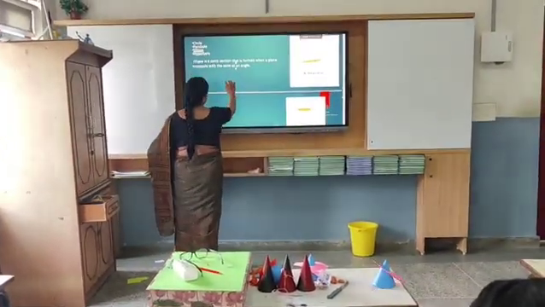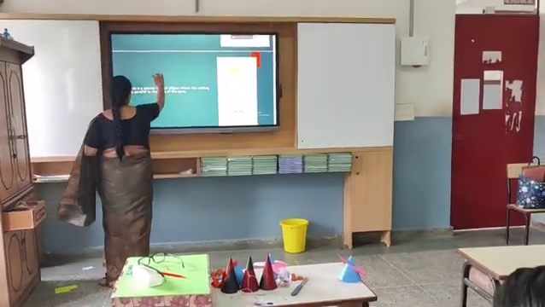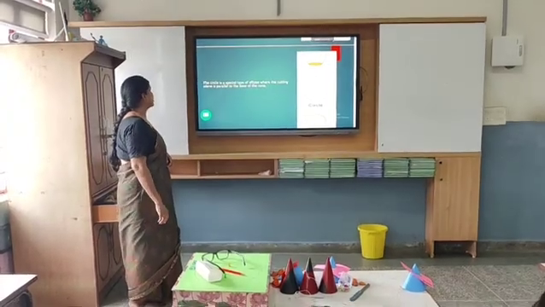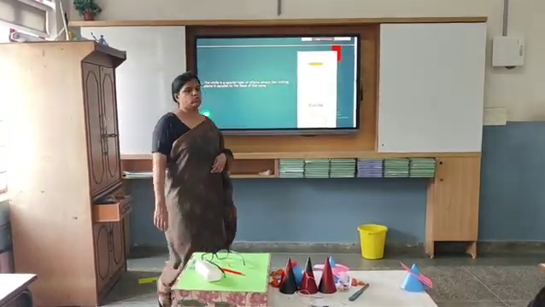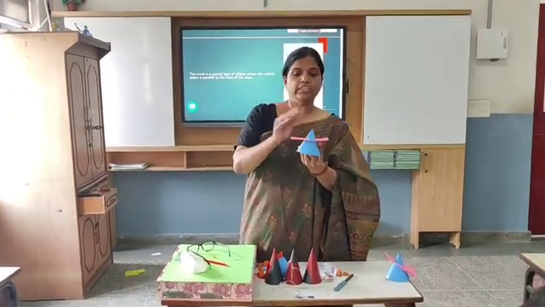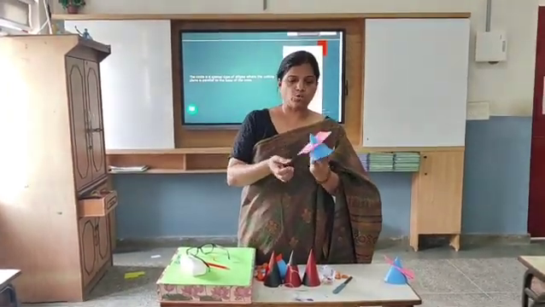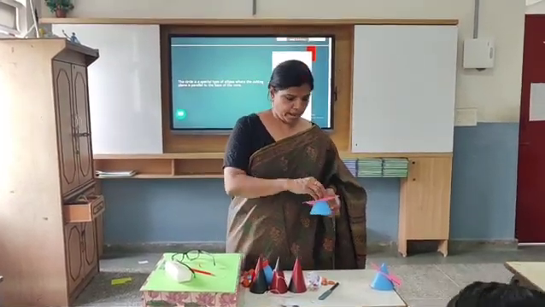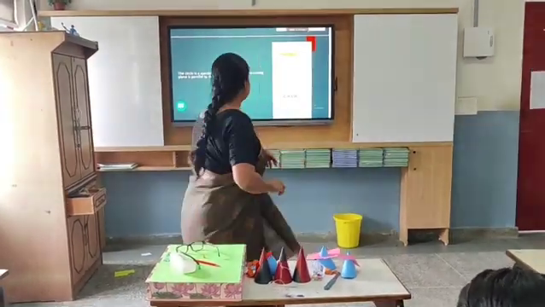Now we come to the next one, the circle. A circle is a special type of ellipse where the cutting plane is parallel to the base of the cone. Now what is the position of the plane? This plane is parallel to the base of this cone. So which type of section are we getting here? Circle. Okay.